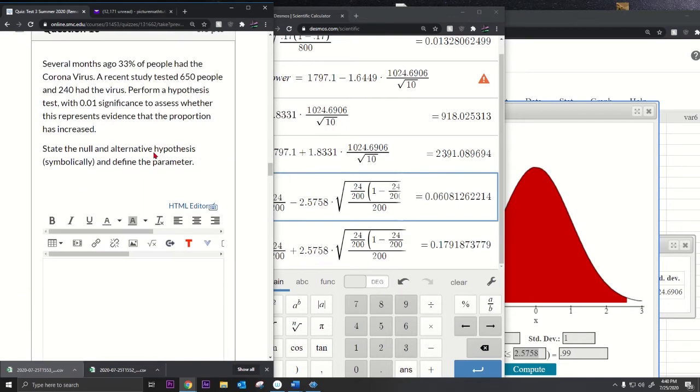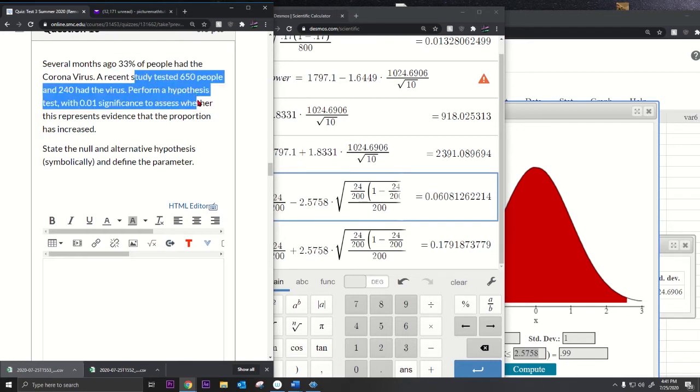Okay, number 10. State the null and alternative hypothesis. That sounds to me like a hypothesis test to find the parameter. And this is so I see a percentage right off the bat, so I guess this is a hypothesis test about the proportion, right? Now, let's see. A recent study tested 650 people and 240 had the virus. Perform a hypothesis test with 0.01 significance to assess whether this represents evidence that the proportion has increased.